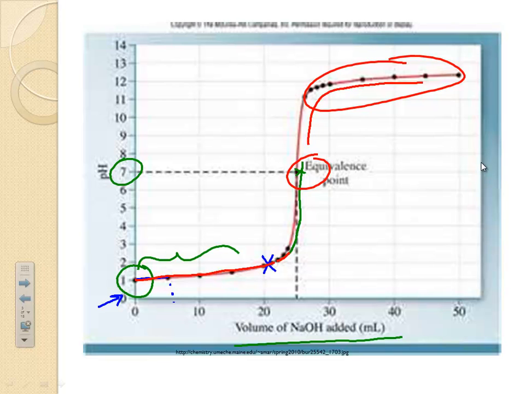There's one more point on this curve that's really important. It's called the halfway point, and it really doesn't appear on this particular graph because it's something that you will see more with a weak acid or a weak base. It exists between your initial pH and your equivalence point. On this graph I would say right about here maybe. So that would be your halfway point.